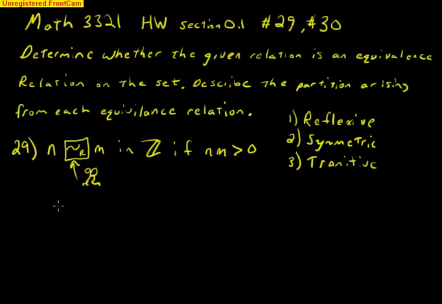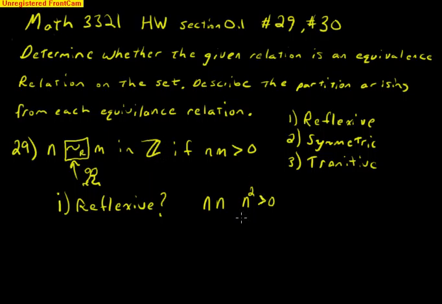Well, let's check if it's reflexive. Reflexive, I'll put a little question mark. This is basically just using N times itself, so N squared. Is N squared always greater than 0 for all N in Z?